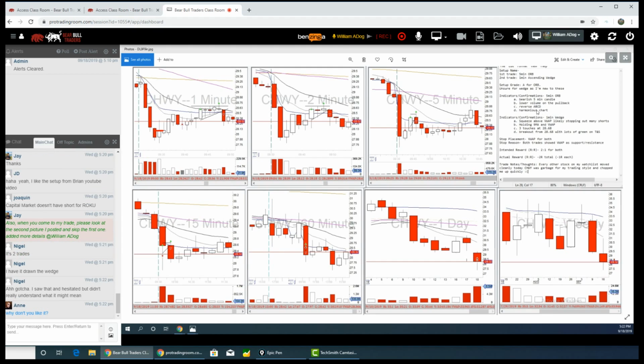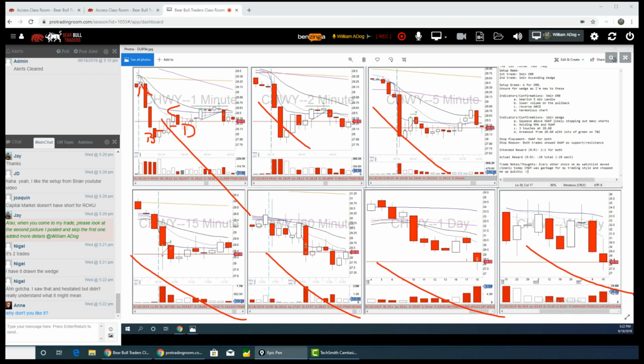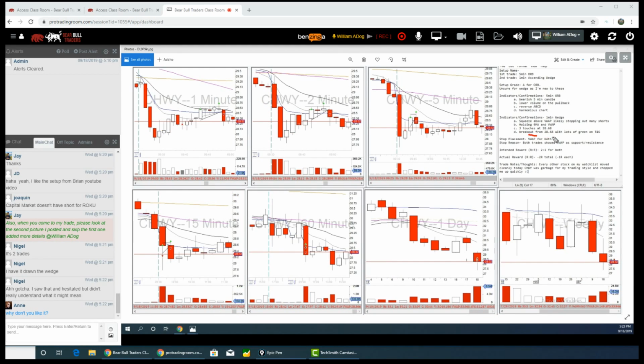Lower volume on the pullback, reverse A, B, C, D. So you're saying A, B, C, D. I see that for sure. Harmonious chart, no moving averages on any of the time frames. Stop placement, VWAP for both. I'm skipping this one for now. Stop reason, both trades showed VWAP as supporters. There's an intended risk reward, 2-for-1. Trade notes.